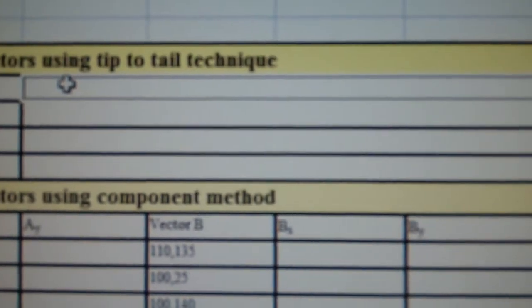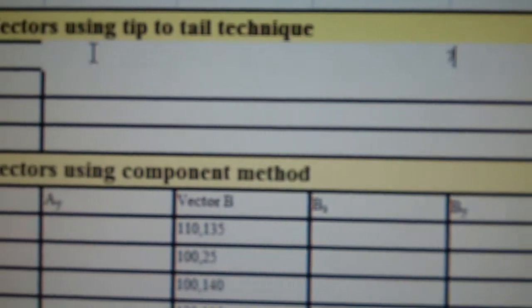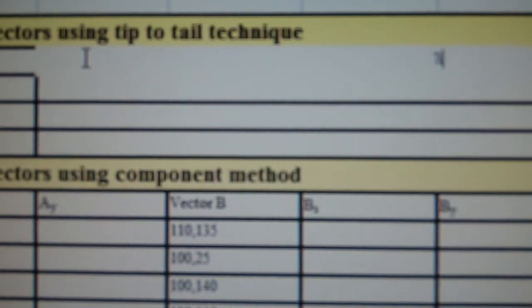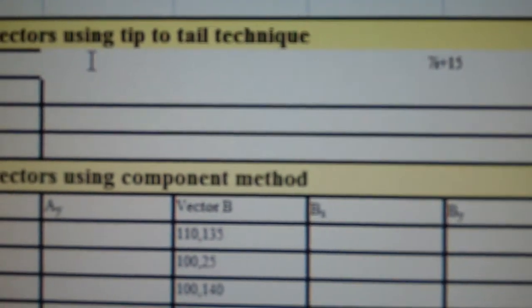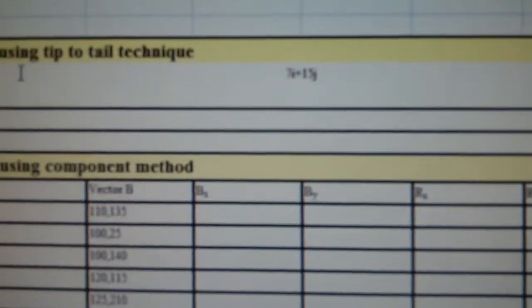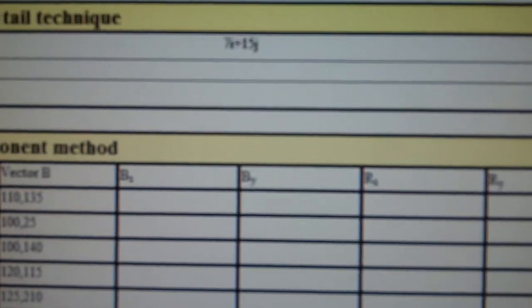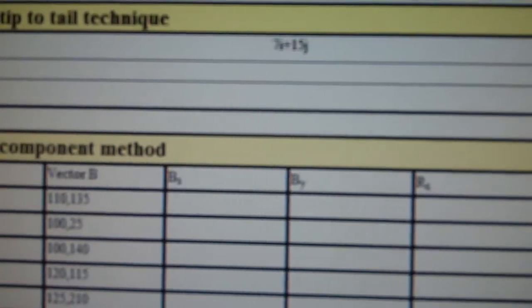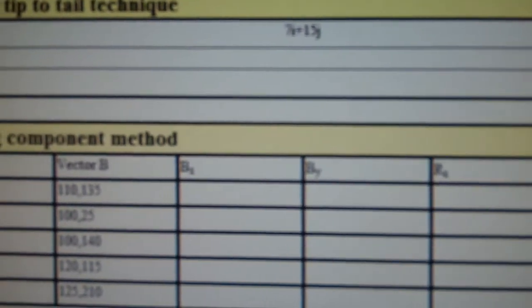So again, as I described in the first part, this would be something like 7i plus 15j. Okay, you see that? So I don't want to see anything like 7 comma 15 or 7.0i minus 15.0j, just 7i plus 15j.